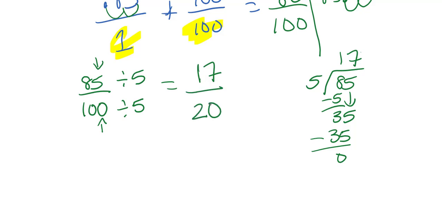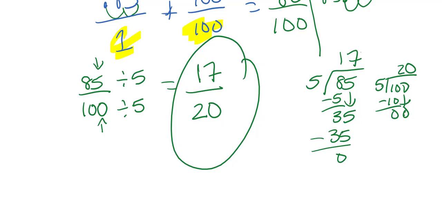If you aren't sure, always feel free to work it out like this. 5 can go into 10 2 times. We subtract, we get 0. Bring down the 0. 5 can go into 0 0 times. Now this would be our reduced fraction and our final solution.